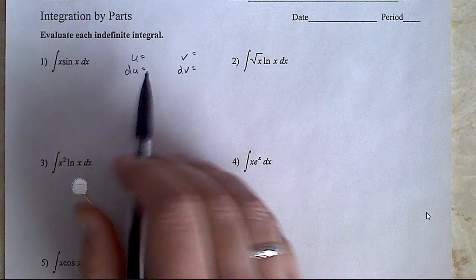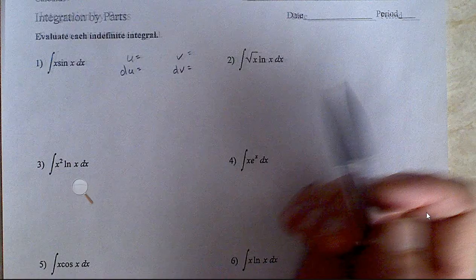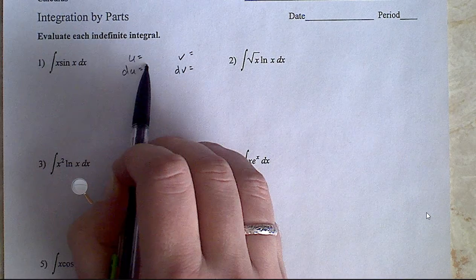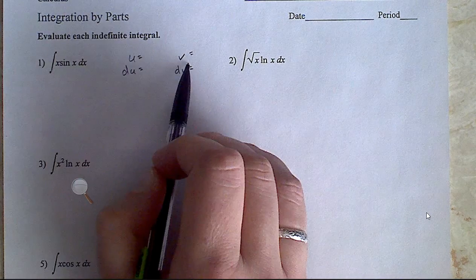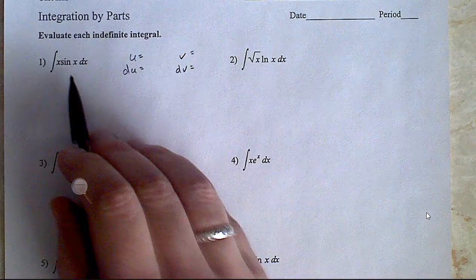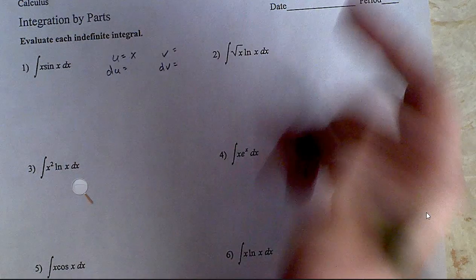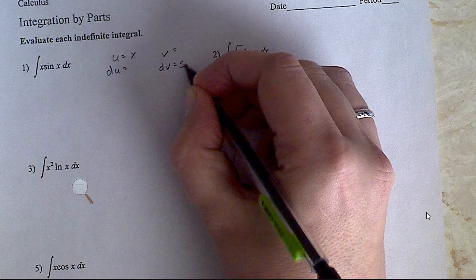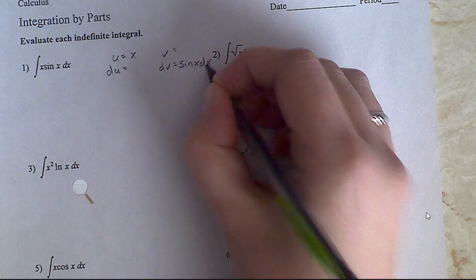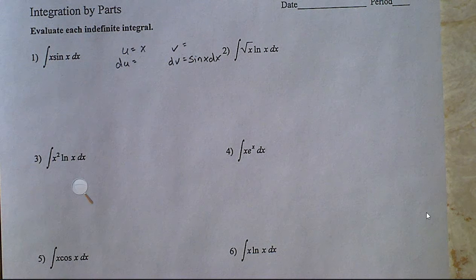Okay. So we've got to pick what's gonna be u and what's gonna be v. Right now it's gonna be easiest if we say that u is x, and that dv is sine x dx. So we're gonna say that u is x, and dv is sine x dx. Now we have to fill in the other parts of this little square thing that we got going here. So du is 1 dx.